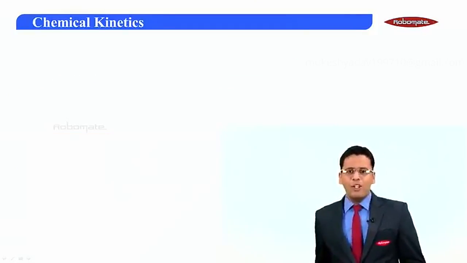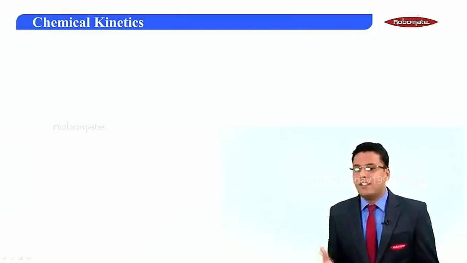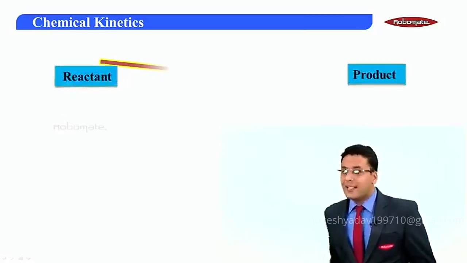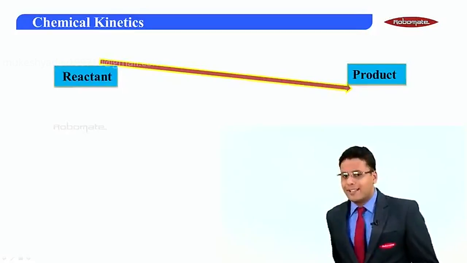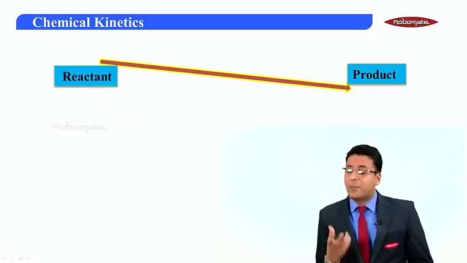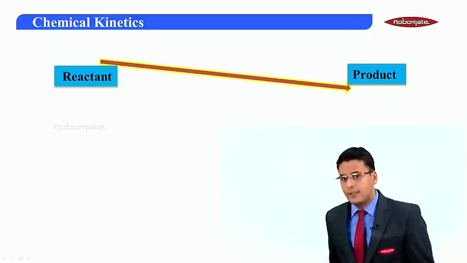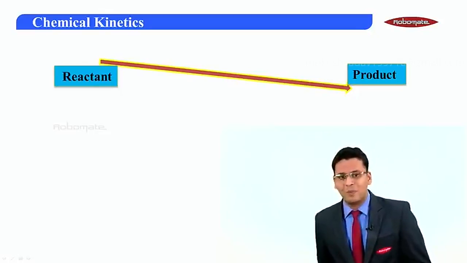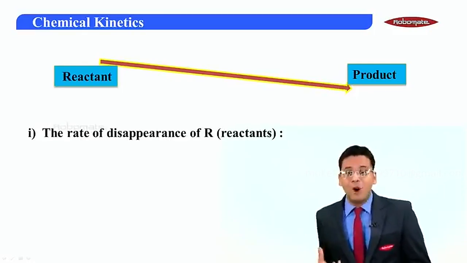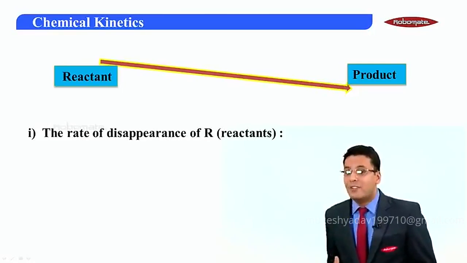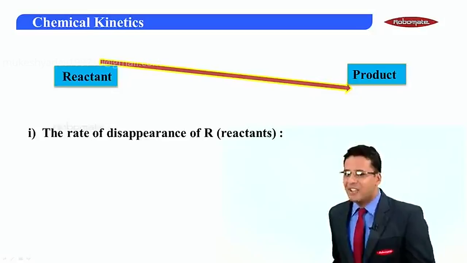Now, I want you all to understand what happens inside a chemical reaction. The basic fundamental thing is that some reactants get converted into products. Now, while this is happening, the reactants are getting consumed. They are disappearing with time. So understand this properly, students. The rate of disappearance of reactants, the rate at which these reactants are disappearing, itself is the rate of reaction.